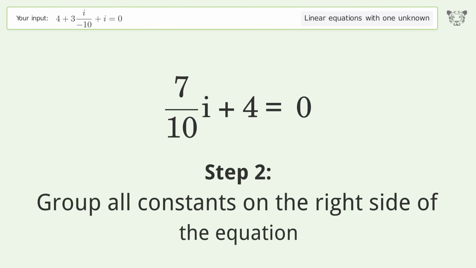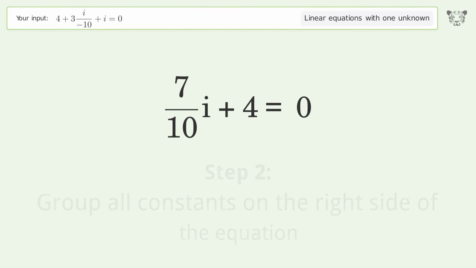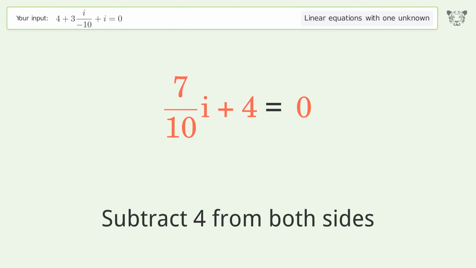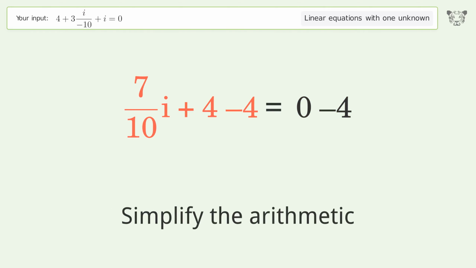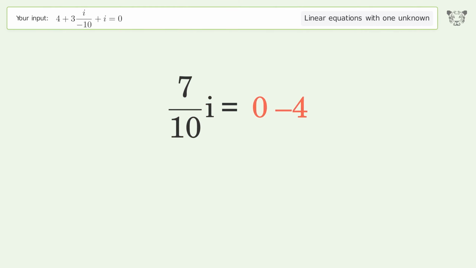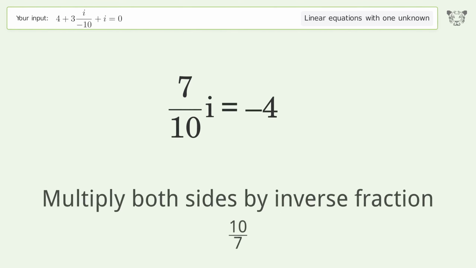Group all constants on the right side of the equation. Subtract 4 from both sides. Simplify the arithmetic. Isolate the I. Multiply both sides by inverse fraction 10/7.